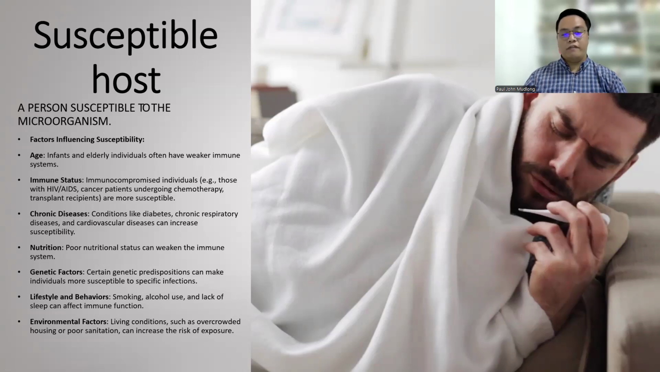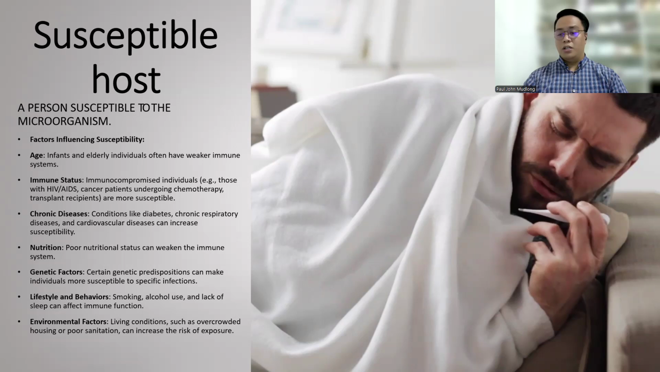Lifestyle and behaviors. If you're a smoker, an alcohol drinker, or have a lack of sleep, it can affect immune function. As we all know, if you do not have plenty of sleep, your immune system could get weaker and you're susceptible to infections. Next one, environmental factors. Living conditions such as overcrowded housing or poor sanitation can increase the risk of exposure.